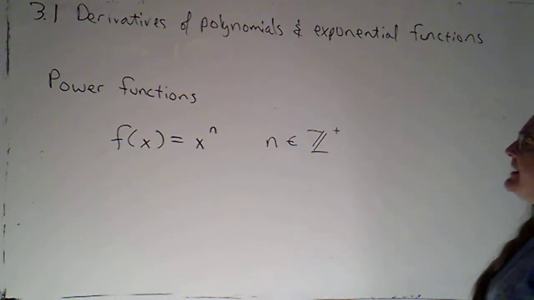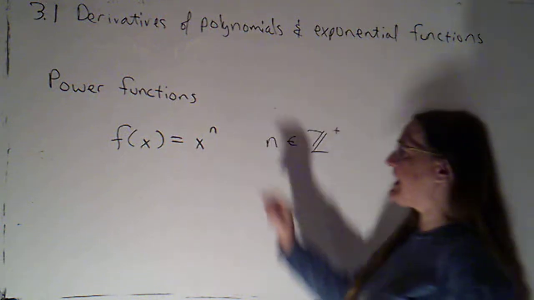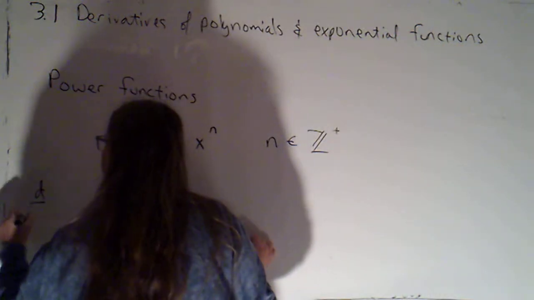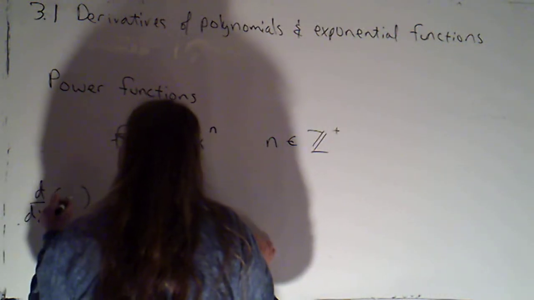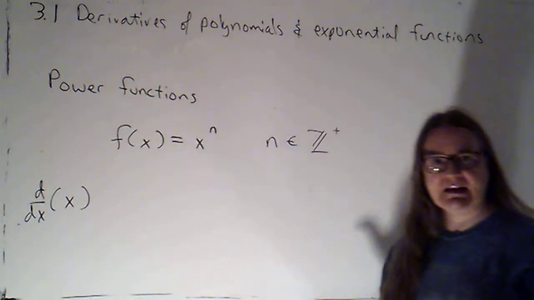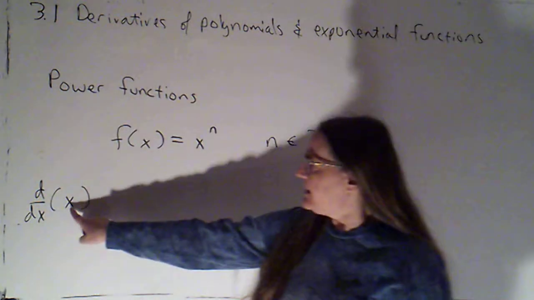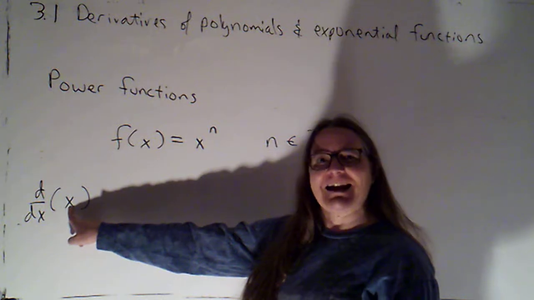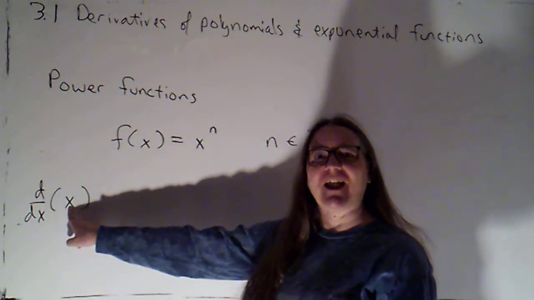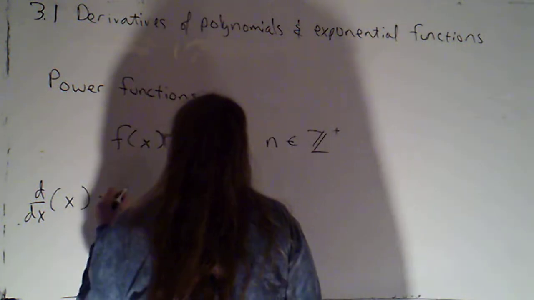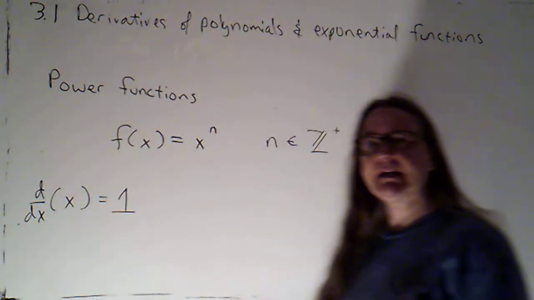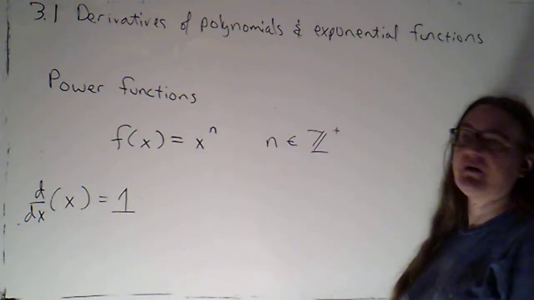Okay. Now, we already know the rule if n happens to be 1. If I want to take the derivative of just x, which would be x to the first, the function y equals x is just a linear function. That's a line of slope 1, and the derivative of a line is just the slope of that line.